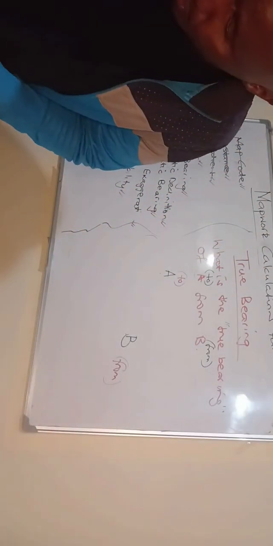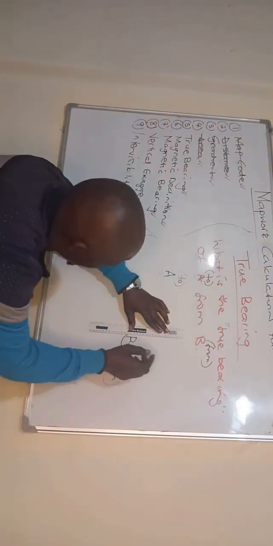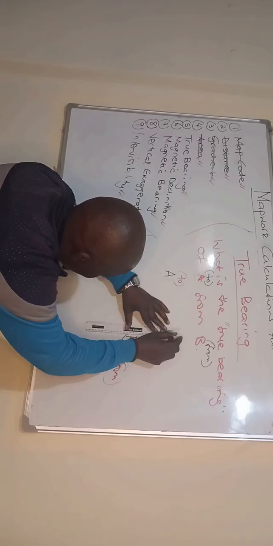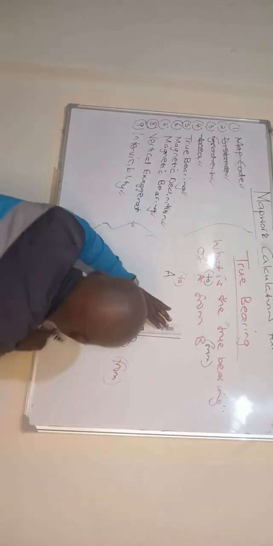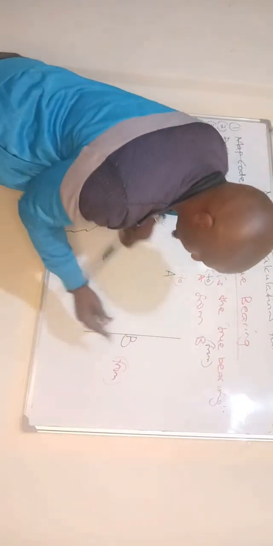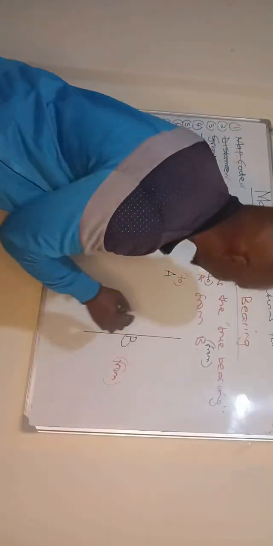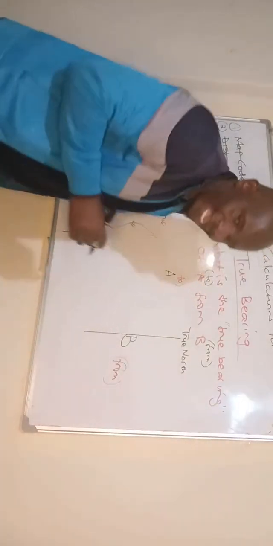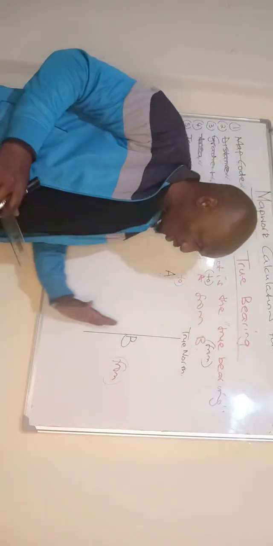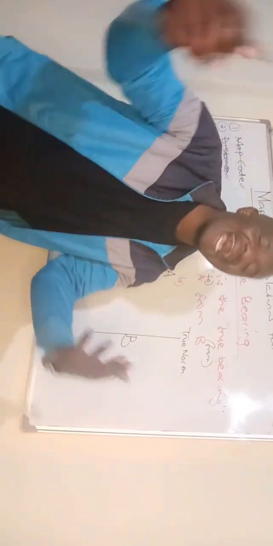So I have said that draw a perpendicular line that passes through B, which means you are going to have something like this. This is a line that passes through the from. We do this so that we can identify our true north where we are measuring from. So this is our true north. That's where we are measuring from. So we draw this perpendicular line that passes through the from, which is B, so that we can identify our true north where we measure the true bearing from.